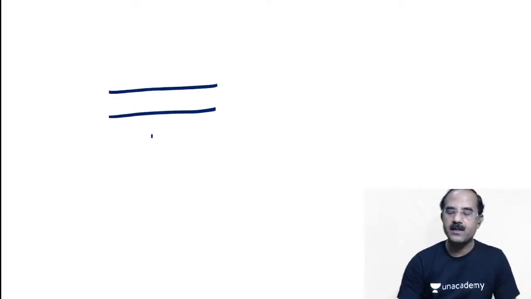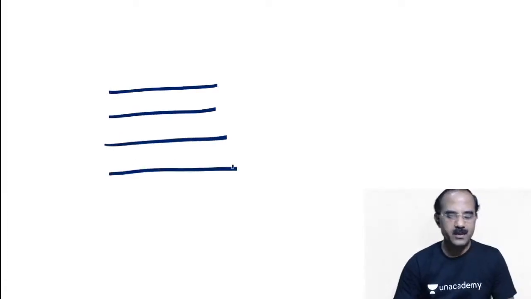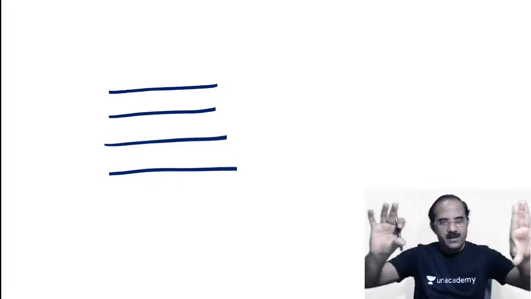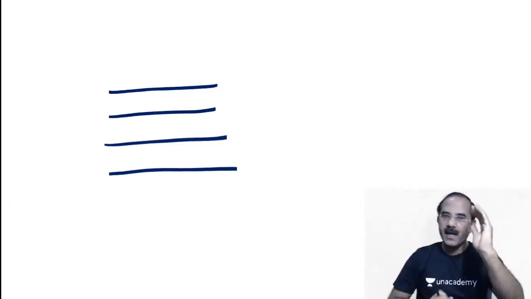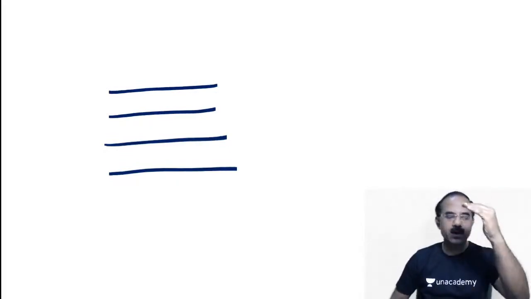Now you tell me, what is this first? We have 3 germ layers in an embryo. The upper layer is ectoderm, the middle is mesoderm, and the lower one is endoderm. These are the 3 germ layers in an embryo.